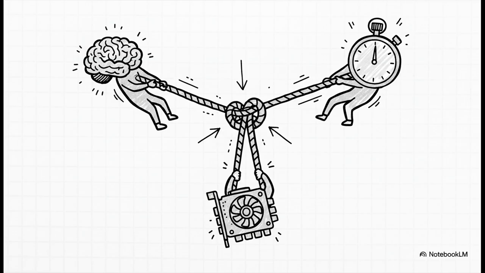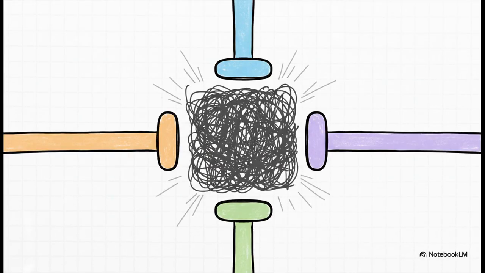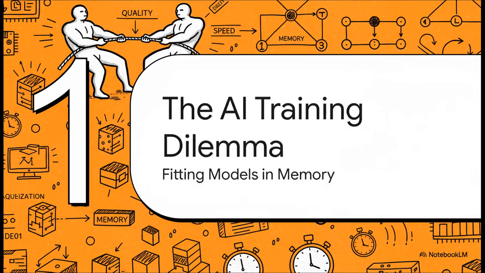Something's got to give. But, and this is the cool part, engineers have come up with some incredibly clever tricks to manage this chaos. Think of it like a toolkit with 4 special levers they can pull. These levers help them balance the trade-offs and, honestly, make what seems impossible totally possible. These are kind of the secret weapons of efficient AI training. So let's just quickly set the stage here. We're talking about the AI training dilemma. Why is it so ridiculously hard to fit these models into memory in the first place?